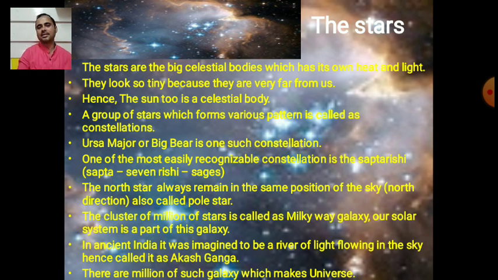Correct? In ancient India, it was imagined to be a river of light flowing in the sky. So this cluster of the stars was imagined as what? A river of light flowing in the sky. That's why they call it what? Akash Ganga. Correct? Understand?